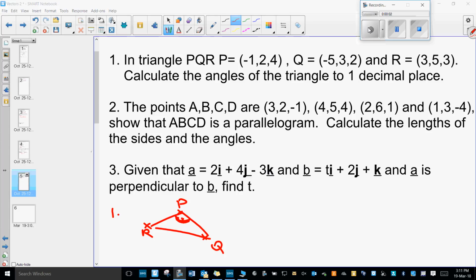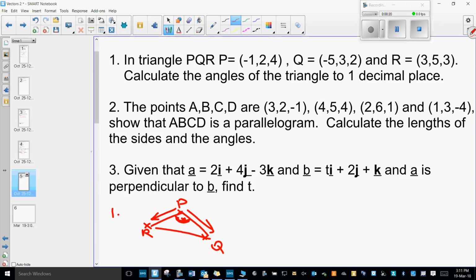PQR. It doesn't really matter which order or where they are, what we're going to do is find angle P first. So which two vectors are we interested in? P to Q and P to R. Are you all happy with that?